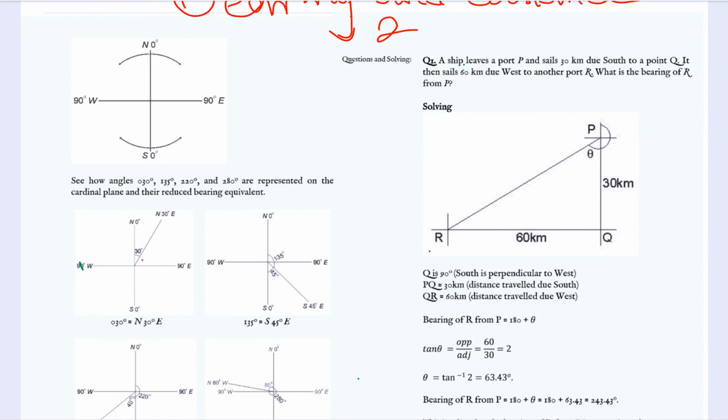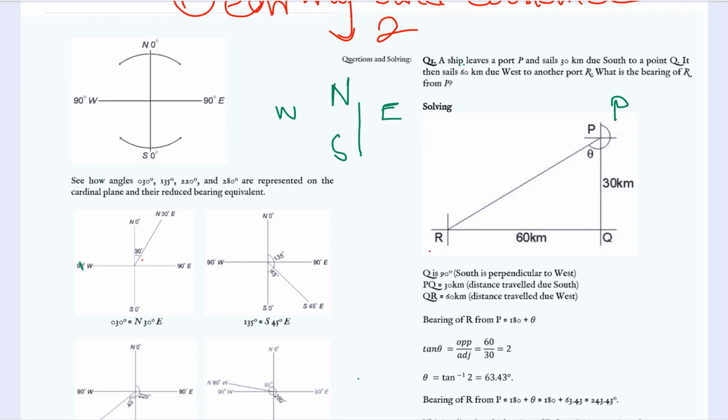Now in this question, it says that a ship leaves a port P. So this is our port P, and sails 30 kilometers south. You can see south. Don't forget this is north, south, east, and then west. So when they say south, that means like this. So that's why you can see this straight line here. All right, so 30 kilometers south.